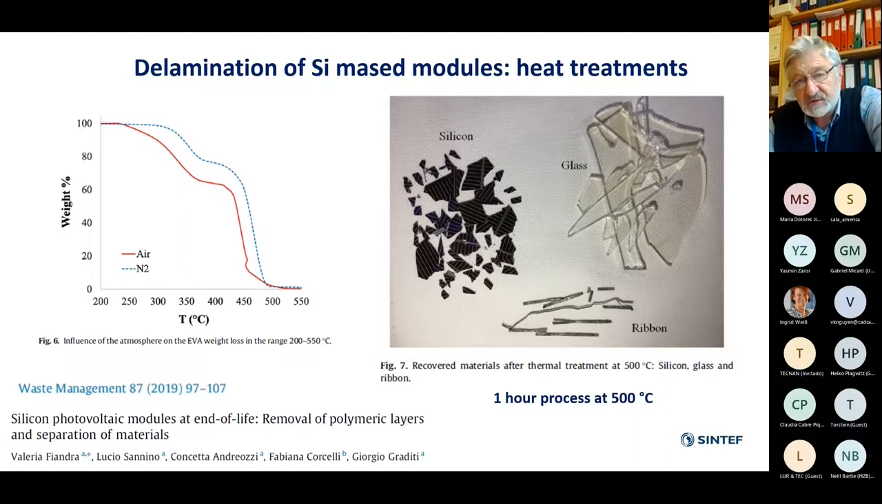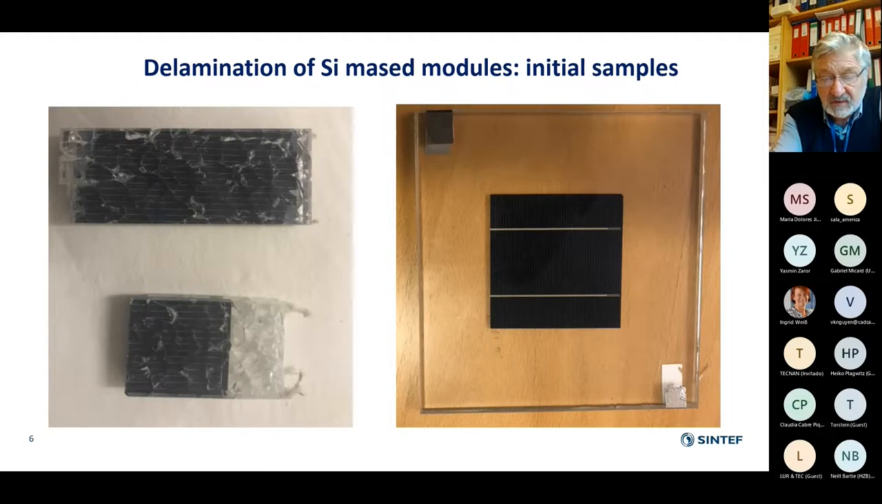There are dozens of publications on this subject, and this publication shows that indeed it's possible to split all layers by such treatments. Here is a result of such activity, 1 hour at 500 degrees C. It's a publication from several years back. And we have glass ribbons and silicon solar cells as a result of such a process. The weak point here is that the glass is not fully transparent. It always has a yellow color. And this is, of course, a drawback of such an approach, because somehow we have to clean the glass further if we are using such heat treatments. We can call this process pyrolysis of EVA, but the disadvantage is that the glass is not fully clean and transparent.